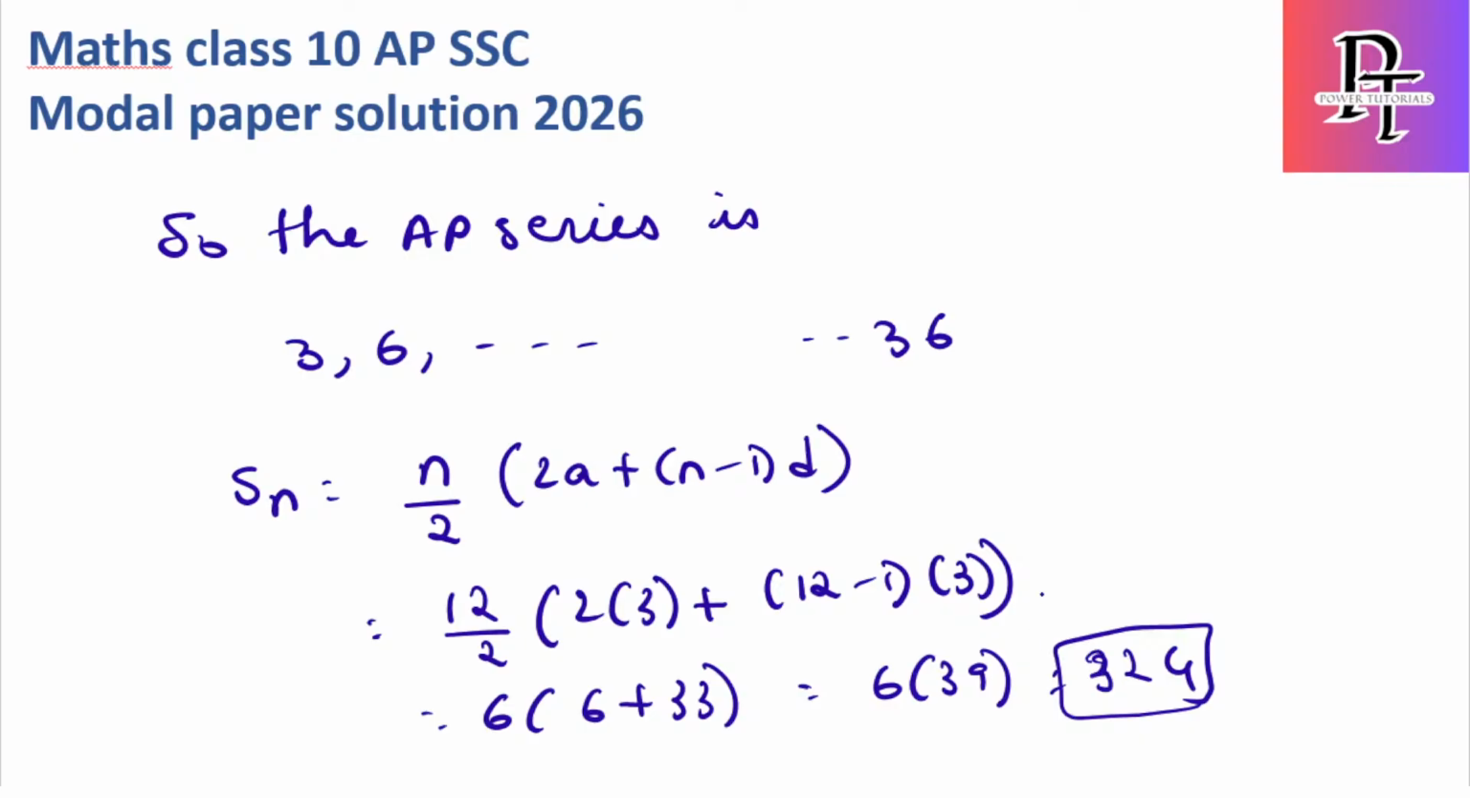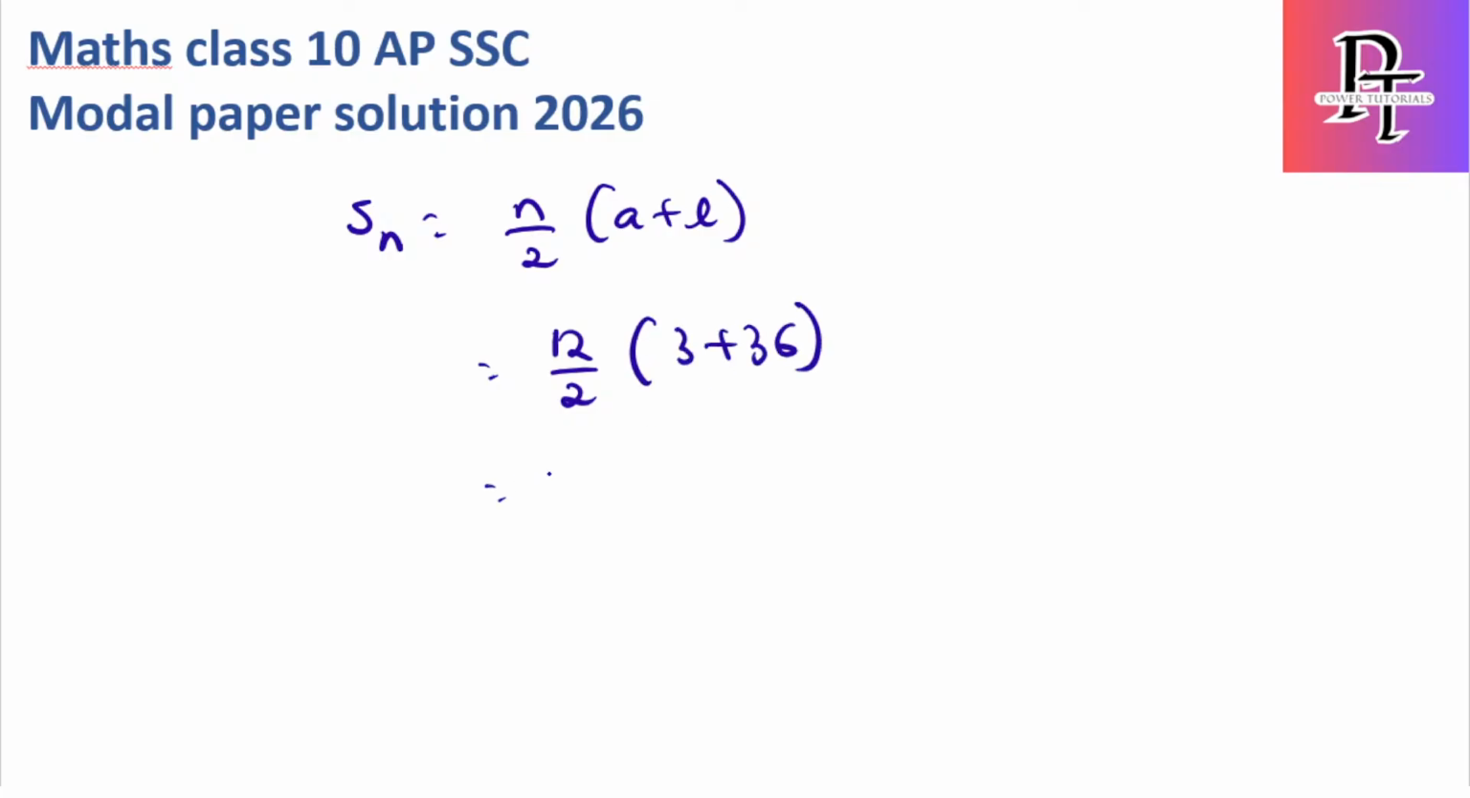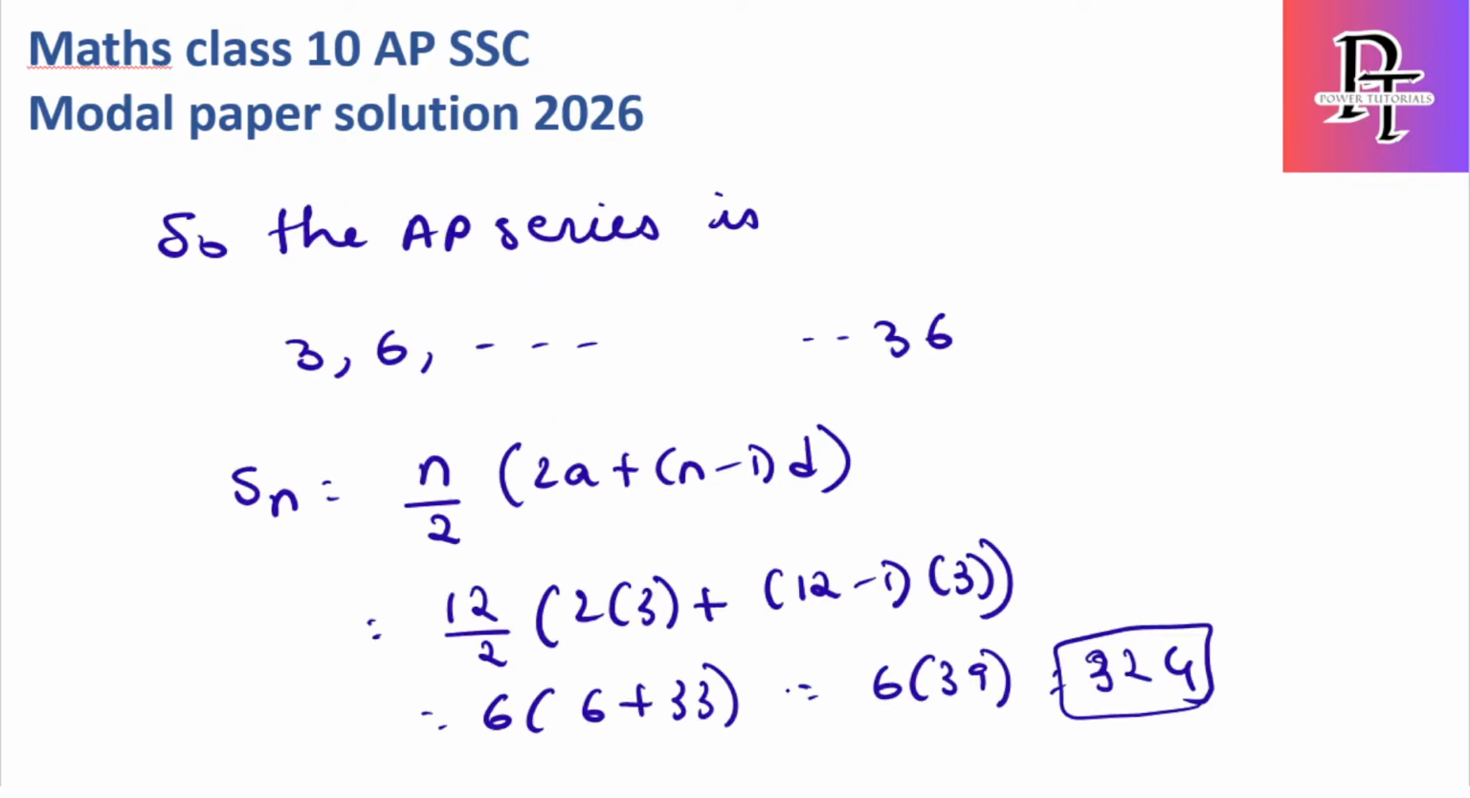This I have solved using n by 2 into 2a plus (n minus 1)d. This is one formula, but as I told you, we have a second formula. For that also I'll solve it, but in the main exam no need to solve both formulas. Either one you can choose, but I want to show that both are correct. So n value is 12 by 2, a value is 3, l value is 36. So 12 by 2 is 6, 3 plus 36 is 39. If you notice, it is the same: here also you got 6 into 39.